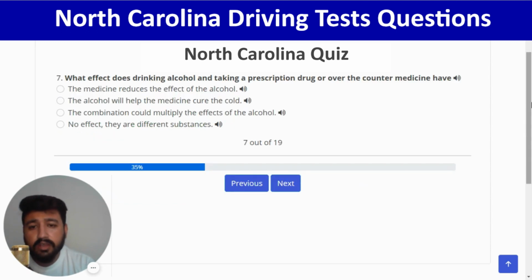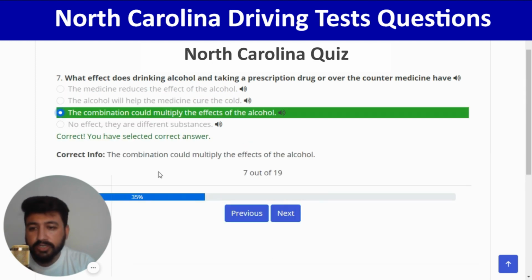What effect does drinking alcohol and taking a prescription drug or over-the-counter medicine have? The right answer is, the combination could multiply the effect of the alcohol. So I'm going to click on the third option.